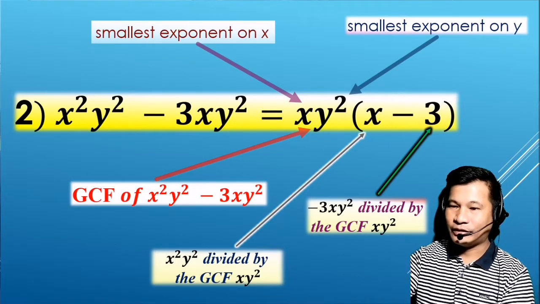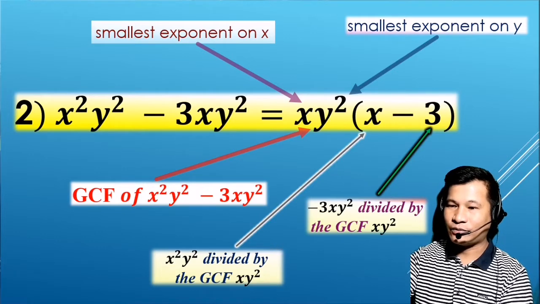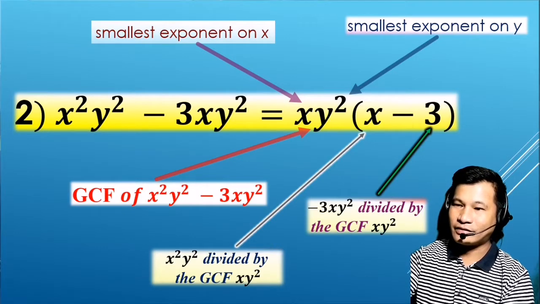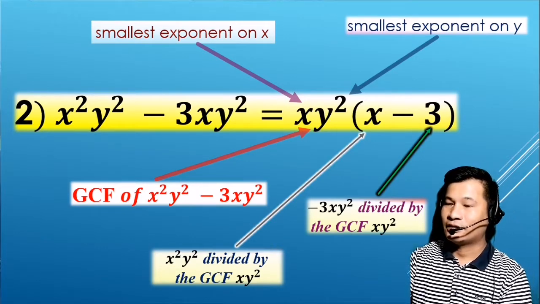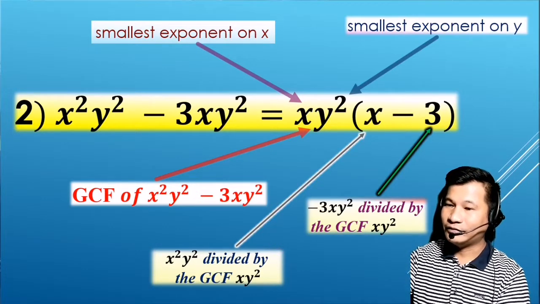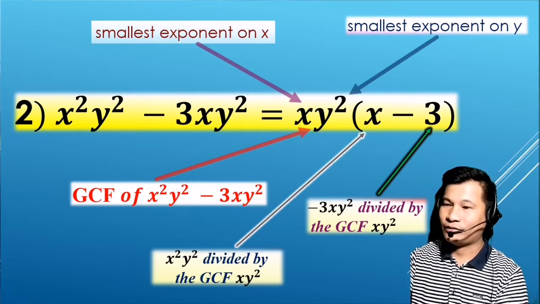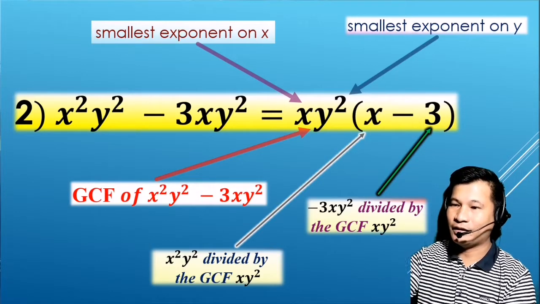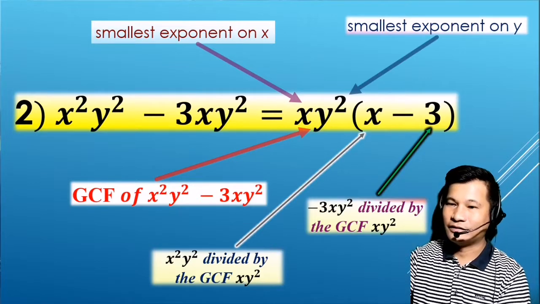and x squared y squared divided by the GCF xy squared is equal to x, while dividing negative 3xy squared by the GCF xy squared will give us negative 3.